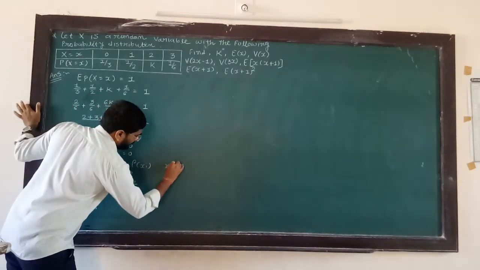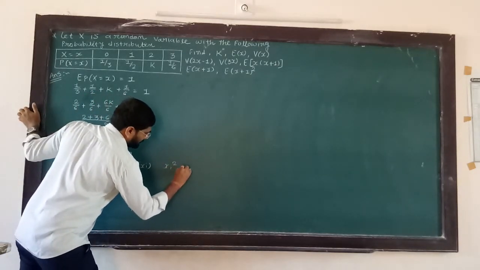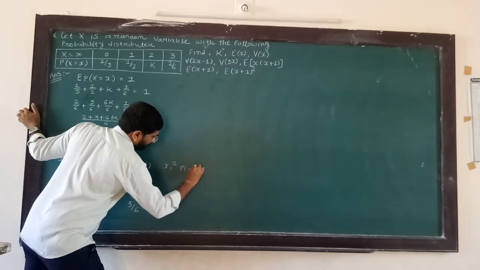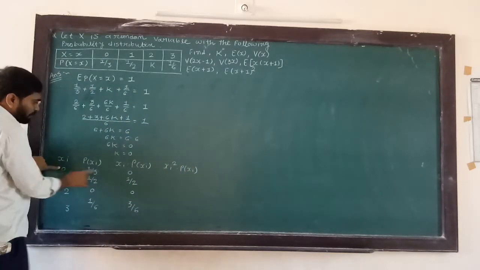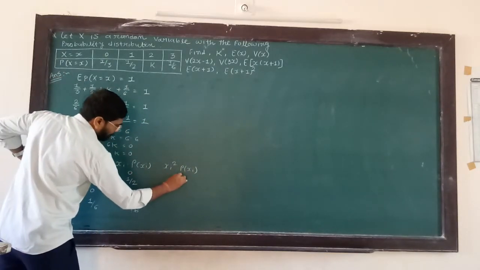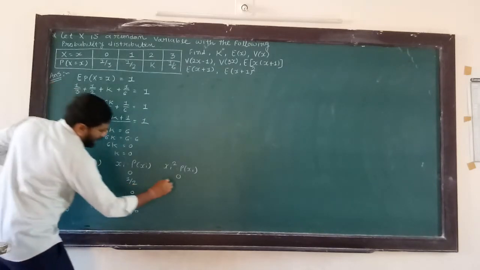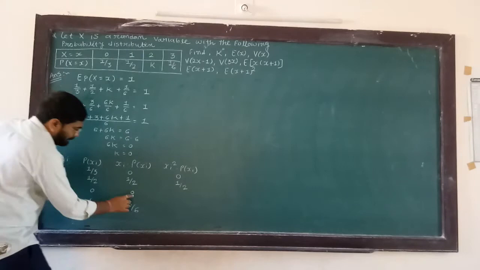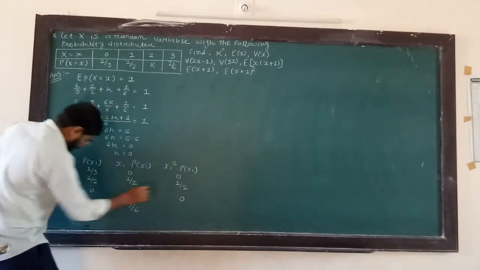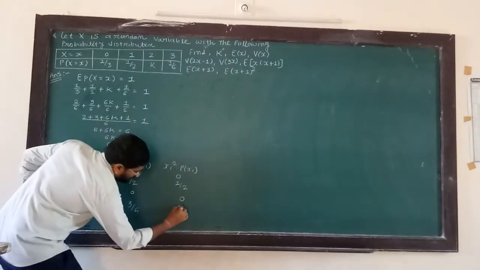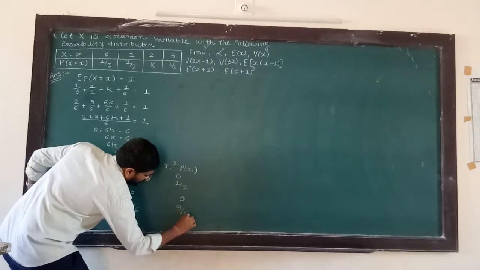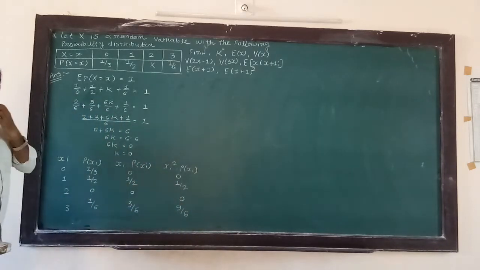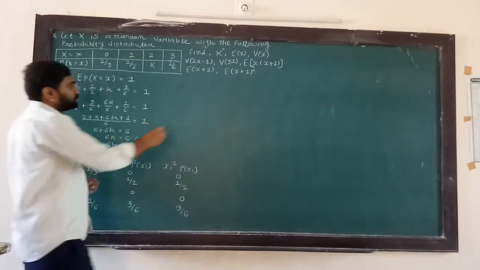After that, sigma xi square into pi. 0 multiplied by 0 means 0. 1 multiplied by 1 half means 1 upon 2. 2 square multiplied by 0 means 0. And 3 square means 9 upon 6.